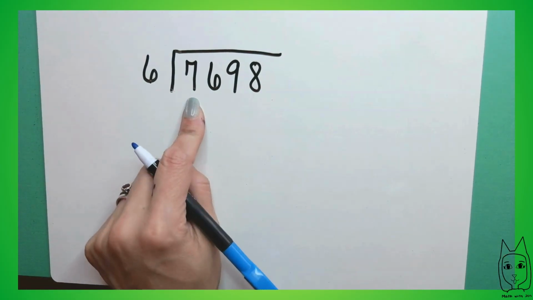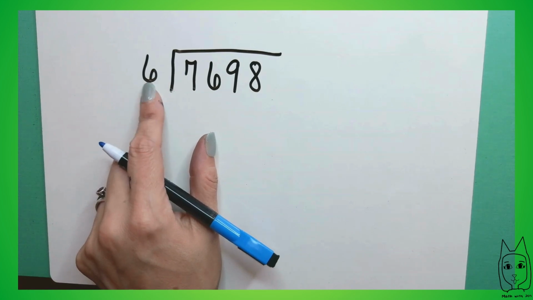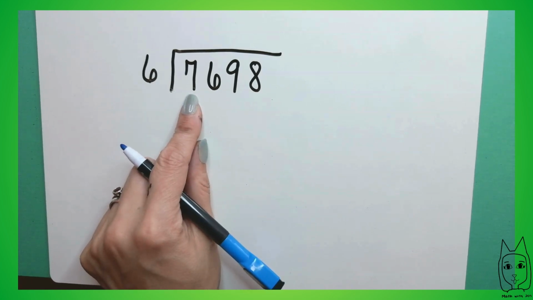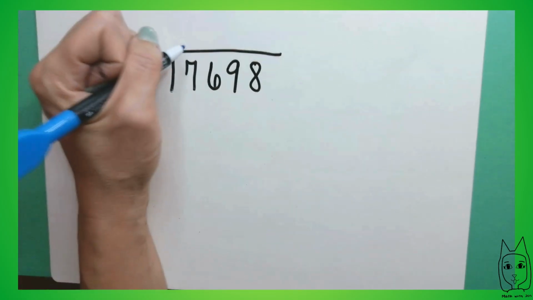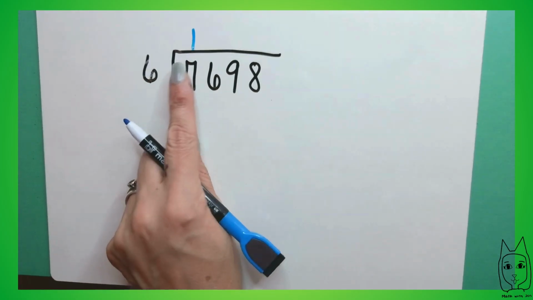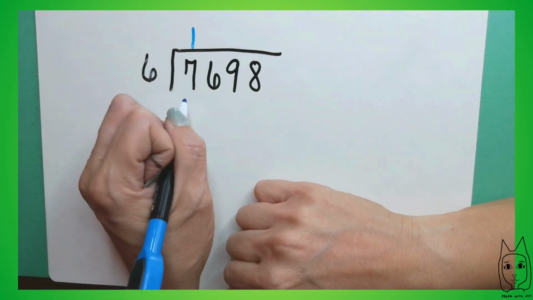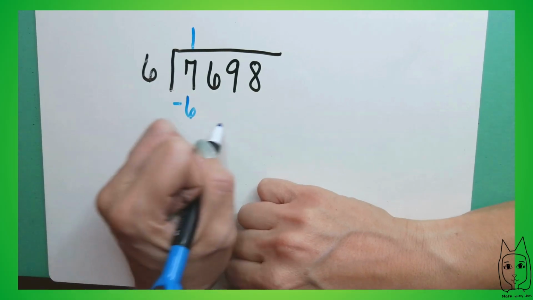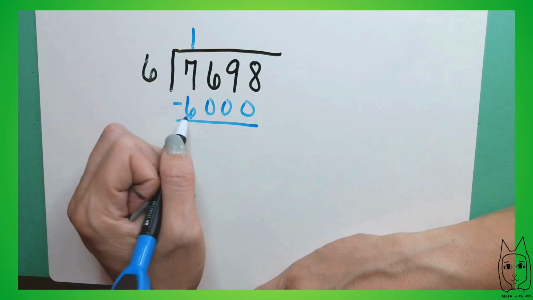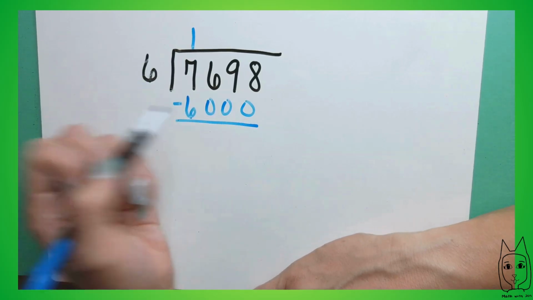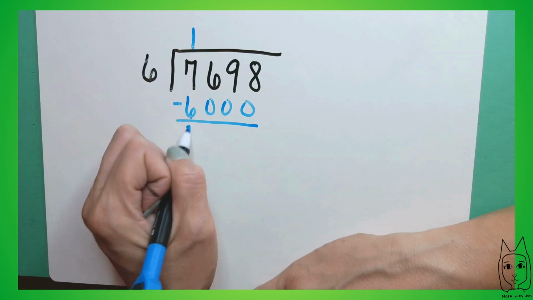We're going to think to ourselves, how many times can the 6 go into the 7,000? 6 is smaller than 7, so we're going to think about our multiplication facts. We know that 6 times 1 is 6, and 6 times 2 is 12. So the most it can go in is that 1 time. So 6 times 1 is 6, so I'm going to write that down, and I'm going to subtract it. Okay, so really this is 6,000. 7 is in the thousands place, so that 1 times 6 is really 6,000. I subtract it. I'm going to get 1,000.